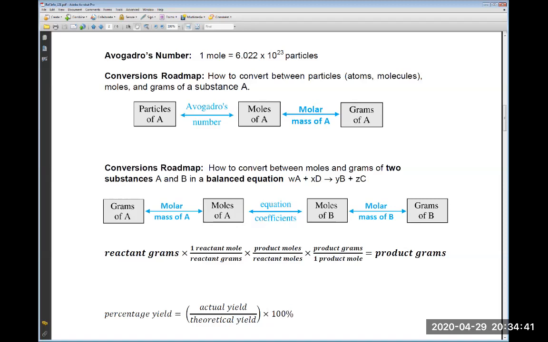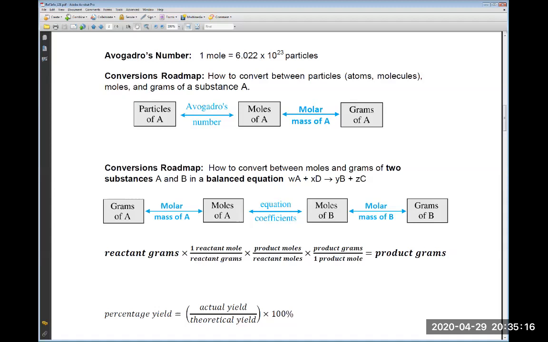The conversion roadmaps to convert between particles and moles, or particles, moles, and grams of one substance. Given one substance, you can convert particles to moles and moles to grams of that substance, or vice versa, grams of that substance to moles to particles, or just between particles and moles, or between moles and grams. So this roadmap is in case you are dealing with just one substance.